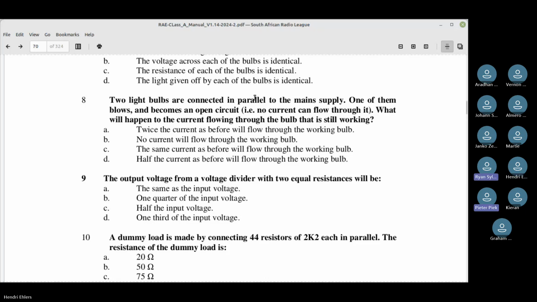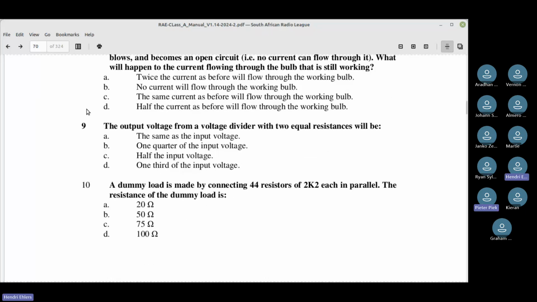Okay, but we'll do this in the practical. I happen to have gotten some Krypton lamps. These ones are used in torches, so we can actually solder a circuit together and prove that if we cut one out, the other one will stay working as normal.